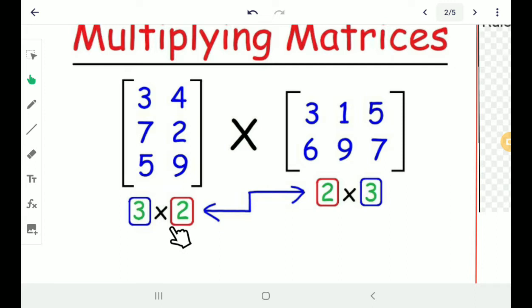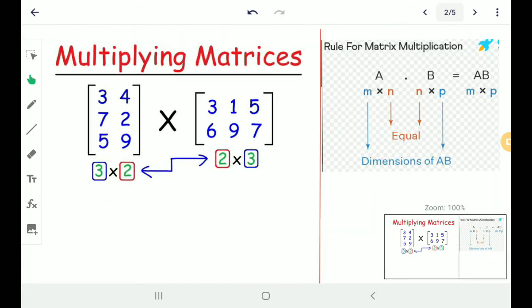Now if you notice, after writing the orders of the matrix, that the two numbers in the middle here are the same, it means that it is compatible for matrix multiplication. They can be multiplied. Okay? Afterwards, if you look at these two numbers at the end here, it gives the order of the result of the matrix multiplied. Okay? So let's look here.